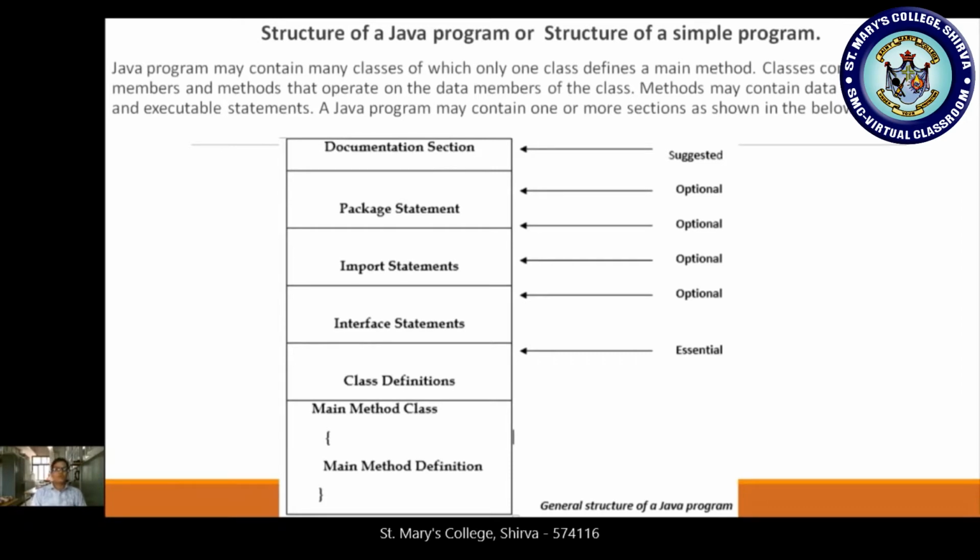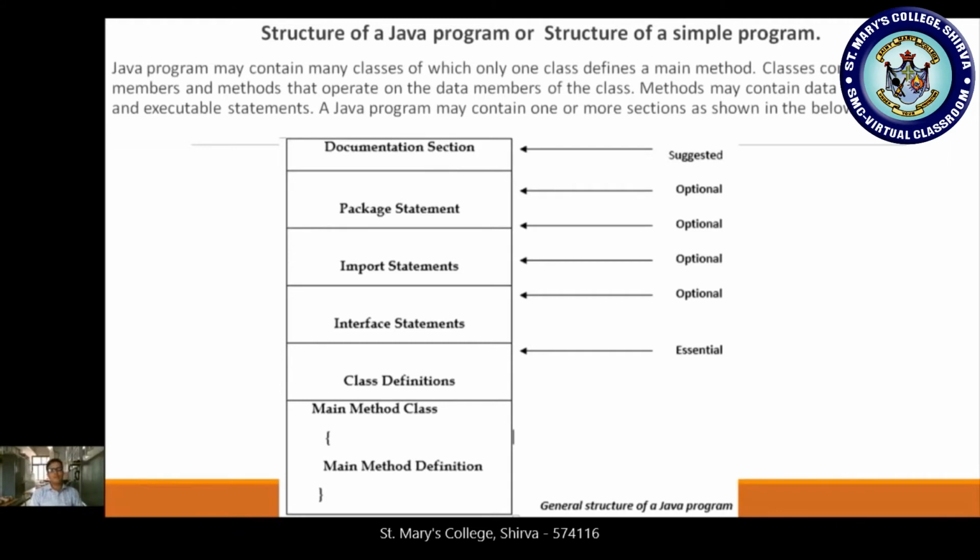Okay. So a Java program mainly contains classes, of which only one class defines a main method. So Java contains classes. In classes you mention data members or data, and methods. All these data and methods are executed from a main method, just like in C. From where do your C and C++ programs execute? They start executing from the main method, right? So here also in Java, all your programs are executed from the main method.